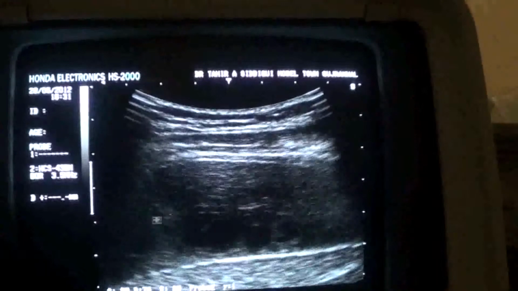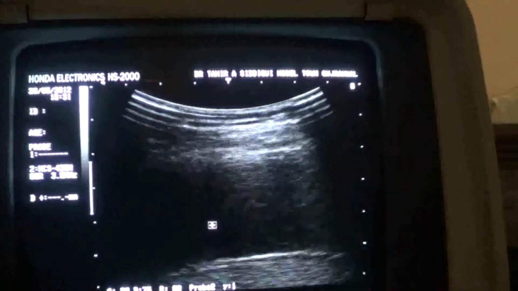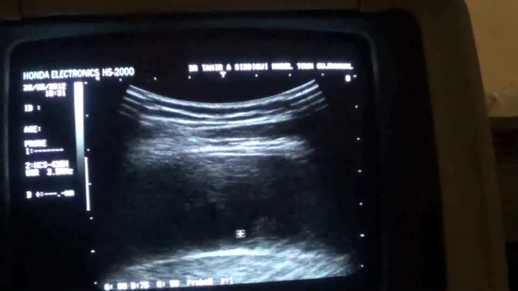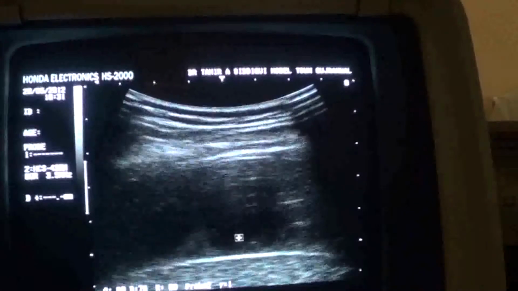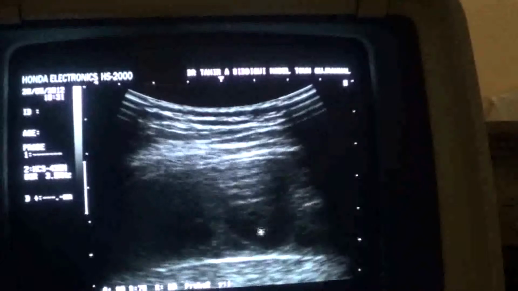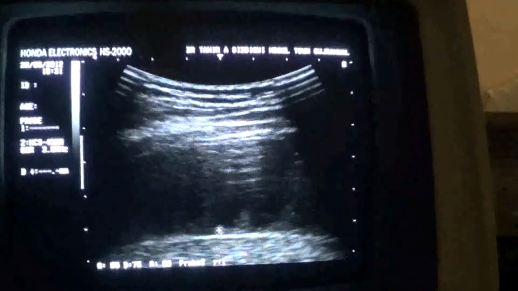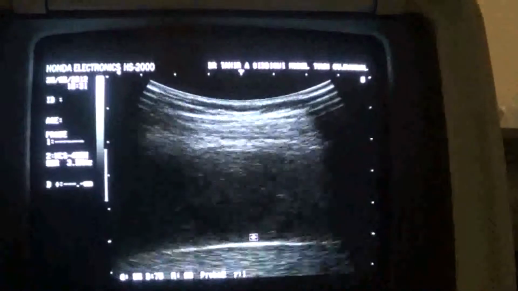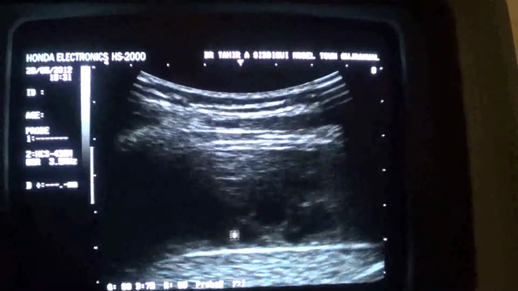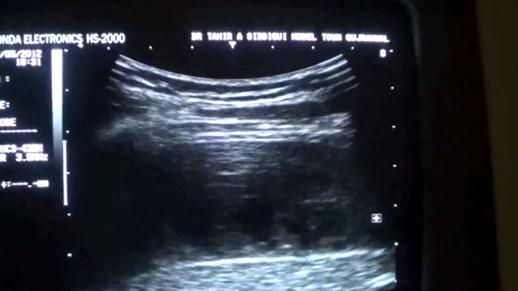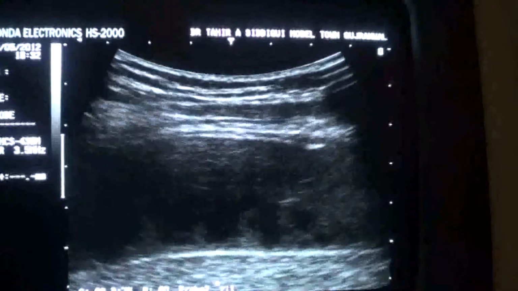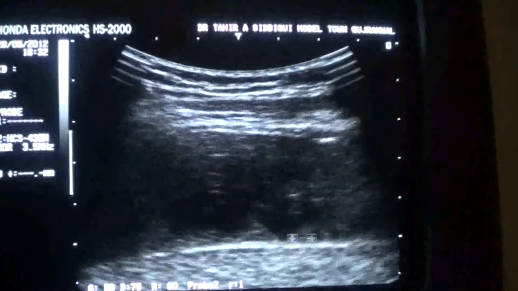And this is consistent with the bleed in the fluid surrounding the liver. These waving, dancing echogenic structures are suggestive of bleed. This is the regular thin anterior normal surface of the liver.